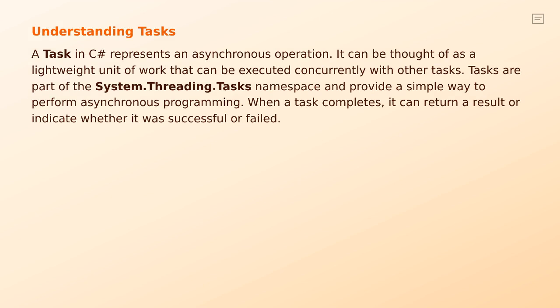A task in C# represents an asynchronous operation. It can be thought of as a lightweight unit of work that can be executed concurrently with other tasks. Tasks are part of the System.Threading.Tasks namespace and provide a simple way to perform asynchronous programming. When a task completes, it can return a result or indicate whether it was successful or failed.